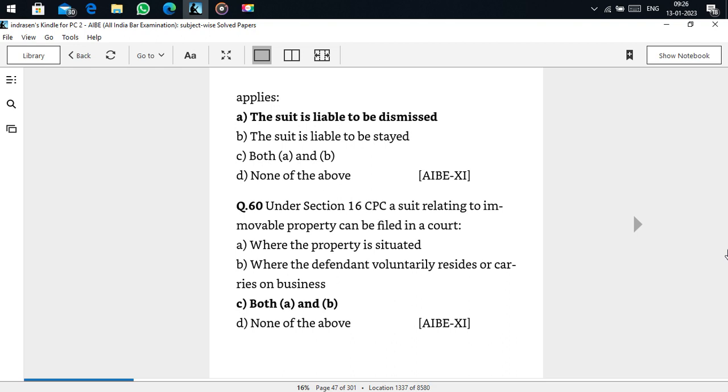Under section 16 of CPC, a suit relating to immovable property can be filed in a court where a property is situated or where a defendant voluntarily resides or carries on his business. In both cases, it can be filed, either where the cause of action arises or where a person resides.